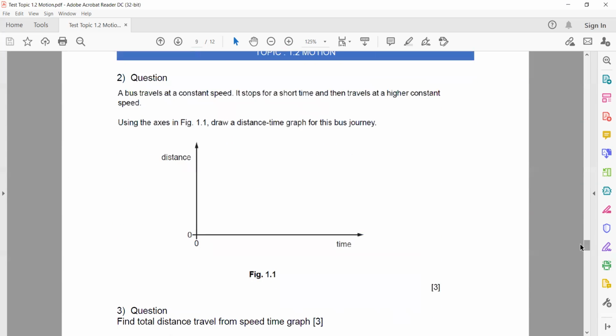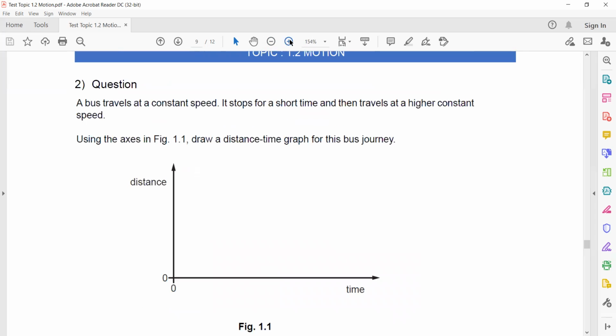Then this question: a bus travels at a constant speed, then stops, and then travels at a higher constant speed. So first the bus travels at a constant speed, then it stopped for a short time. When they say short time, you don't have to extend the line, because the x-axis is a time interval, so the time interval should be a shorter one. And then it travels at a higher constant speed.